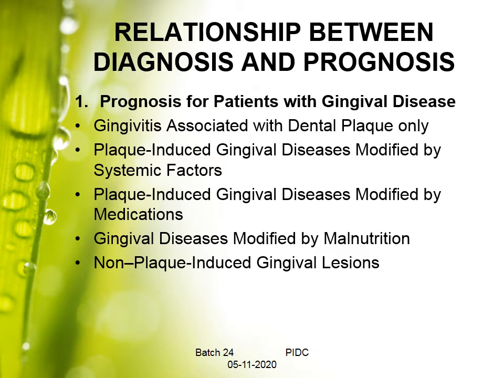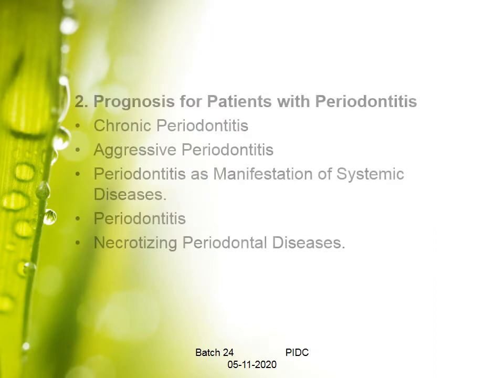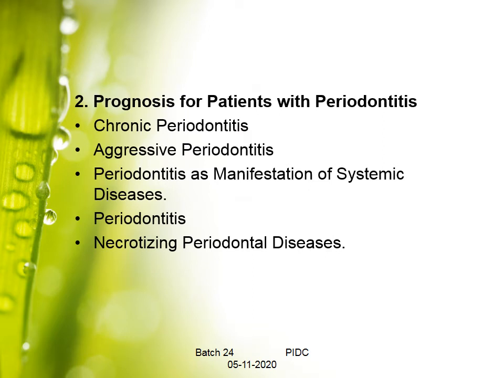Coming on to the relationship between diagnosis and prognosis, generally prognosis is formulated for patients with gingival disease such as those with diagnosis of gingivitis associated with dental plaque, plaque-induced gingival diseases modified by systemic factors, modified by medication, modified by malnutrition, or it could be prognosis for patients with periodontitis with diagnosis of chronic periodontitis, aggressive periodontitis, periodontitis as a manifestation of systemic diseases, periodontitis as such, and necrotizing periodontitis.